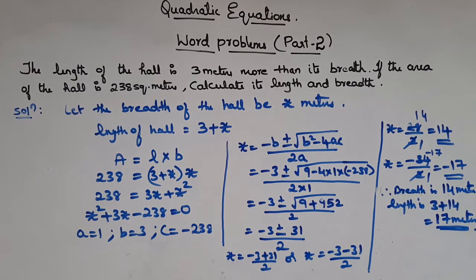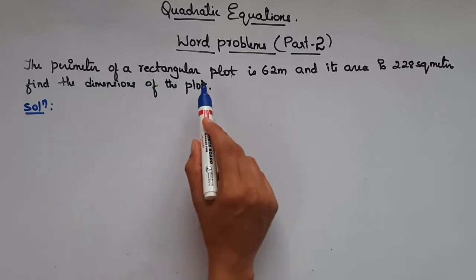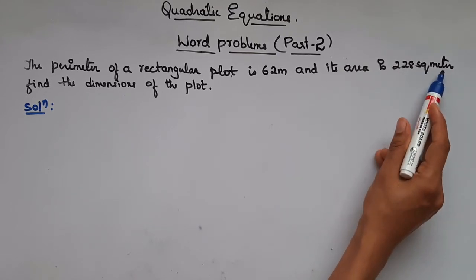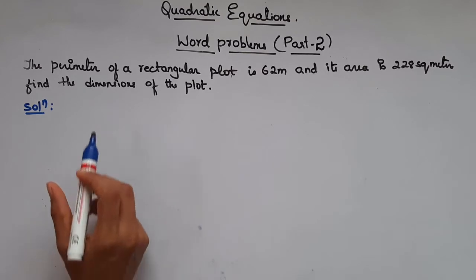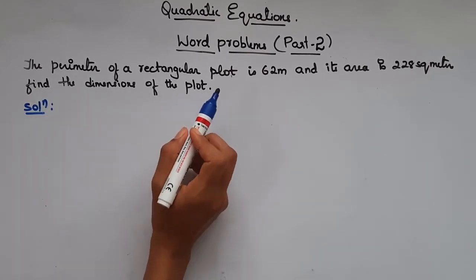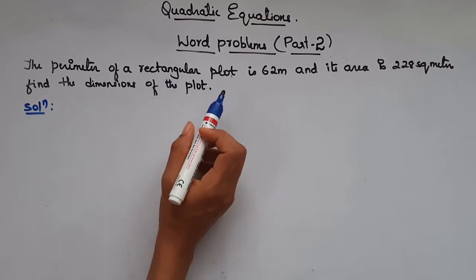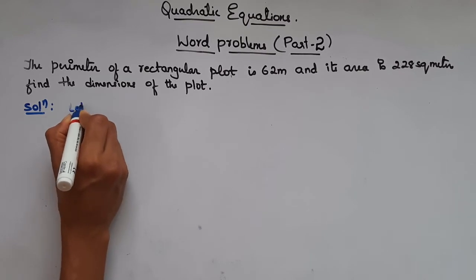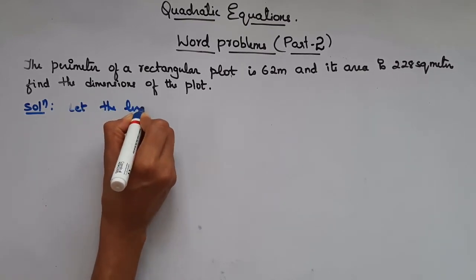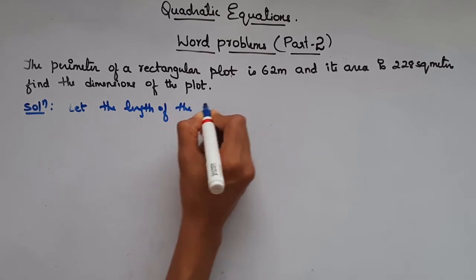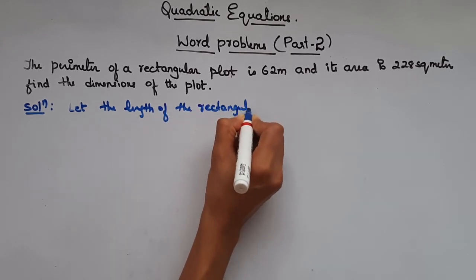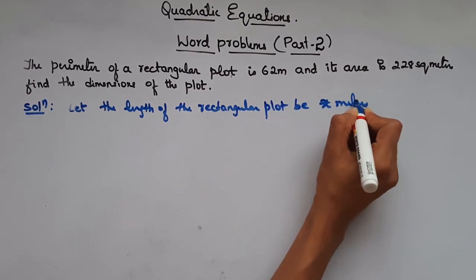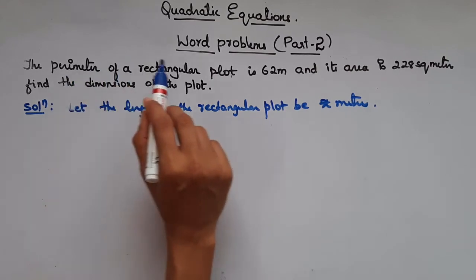Now let's see one more problem. We have: the perimeter of a rectangular plot is 62 meters and its area is 228 square meters. Find the dimensions of the plot. So here they have asked the dimensions of the plot, that is, you have to find the length and breadth of the rectangular plot. So first, let the length of the rectangular plot be x meters.